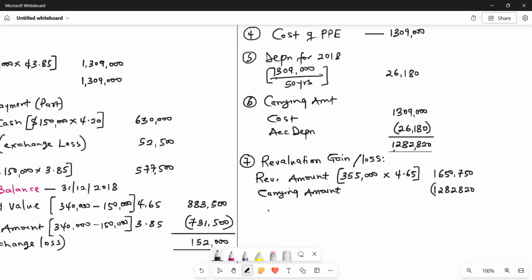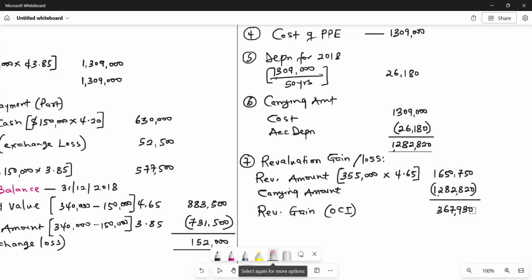The carrying amount is already on the board. Yes, that's the cost minus the accumulated depreciation. So that will give us a revaluation gain of 367,930, which is taken to OCI.